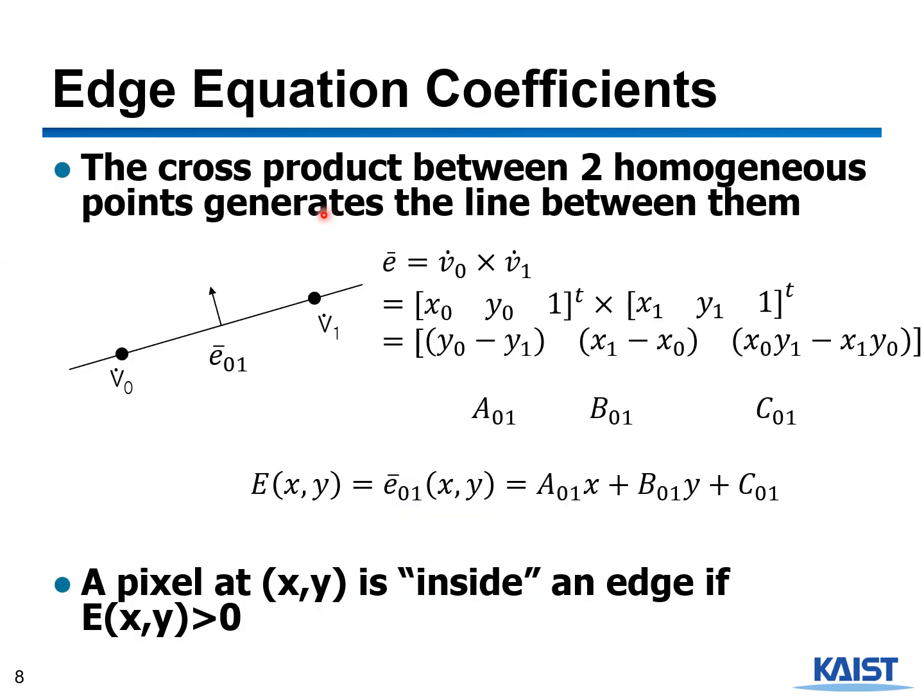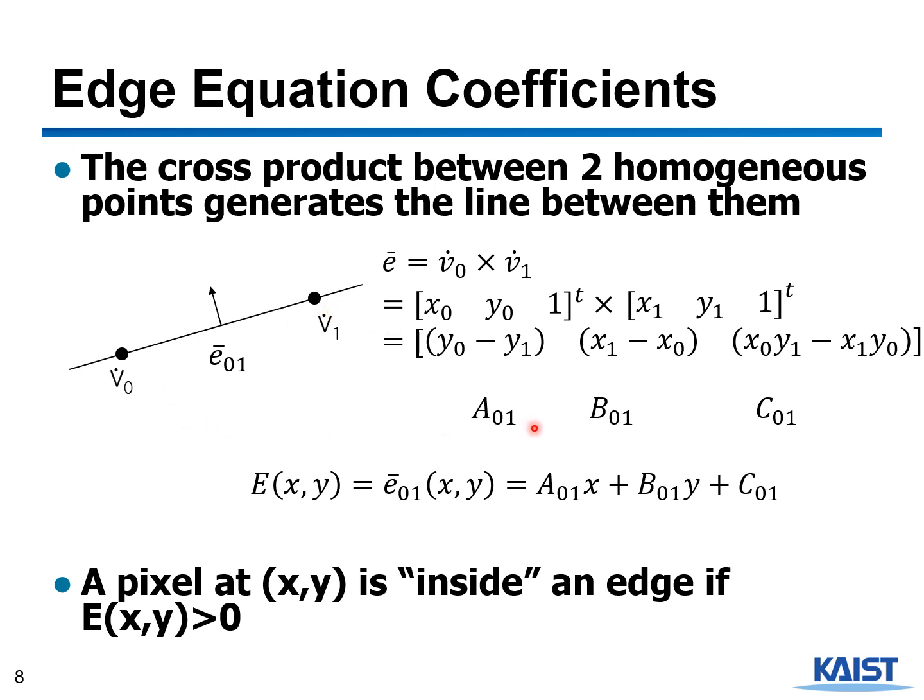So basically, the restoration process is based on this edge equation. Then we need to compute how we can set up this edge equation. Suppose that you have two vertices v0, v1. Then we can compute the edge equation coefficients, in this case a10, b10. Here, the 10 indicates that these edge equation coefficients come from vertex 0 and 1.